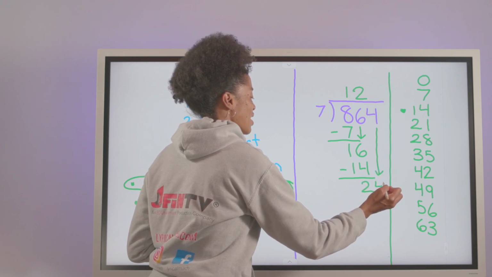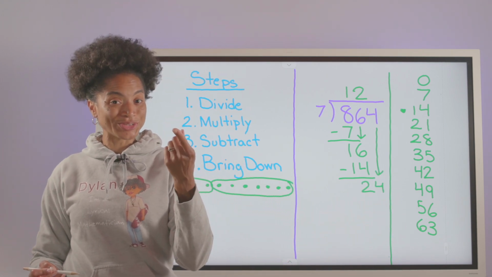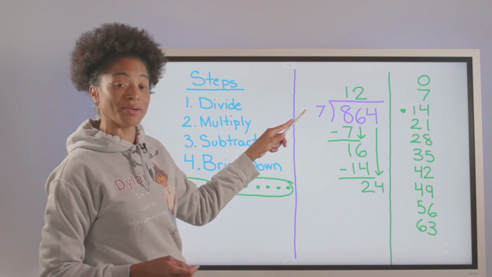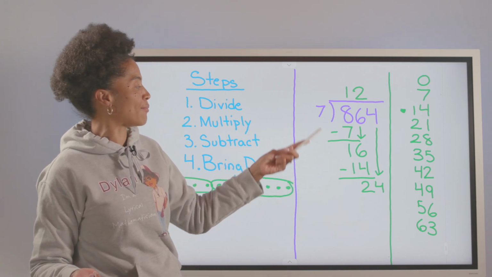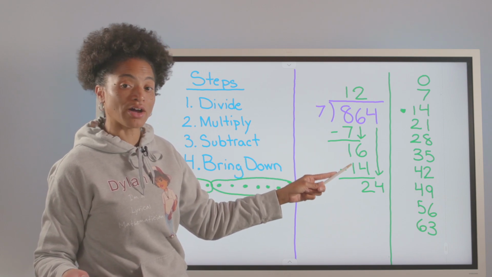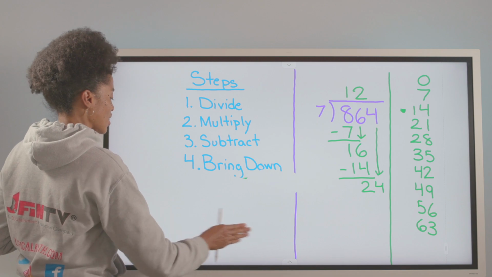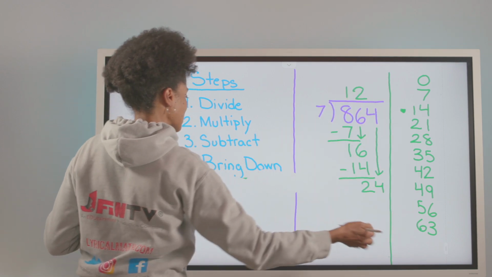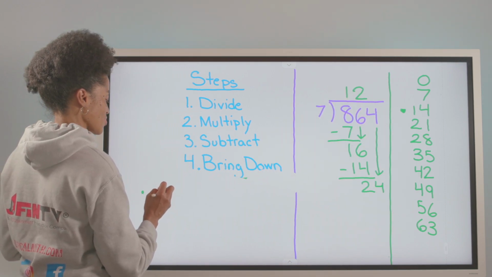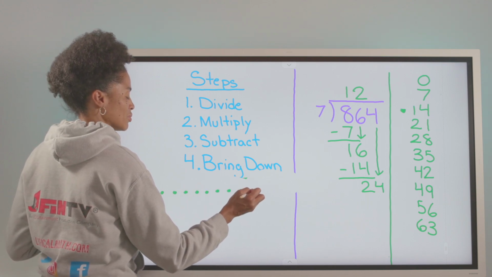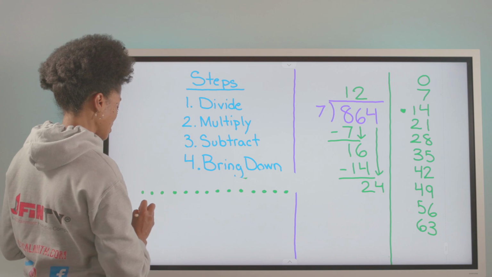And then I'm going to do it again. Good job. This time we're looking at 24 divided by 7. Meaning, how many groups of 7 can we get out of 24? Let's check it out from the illustration. Let's check it out from our list.